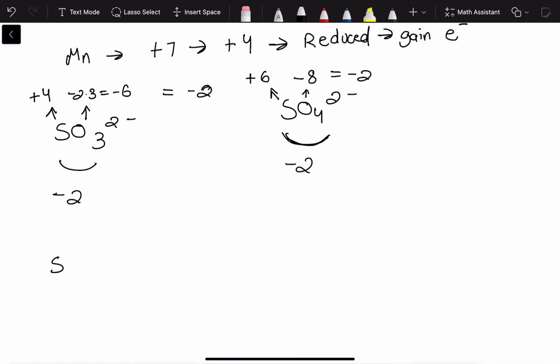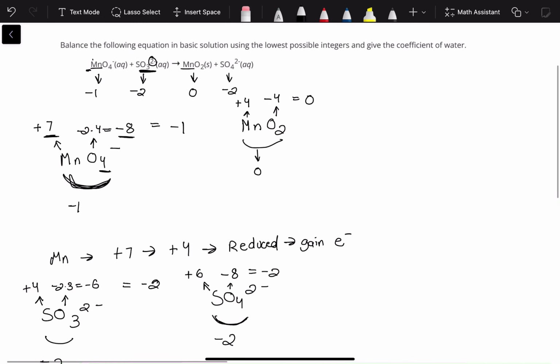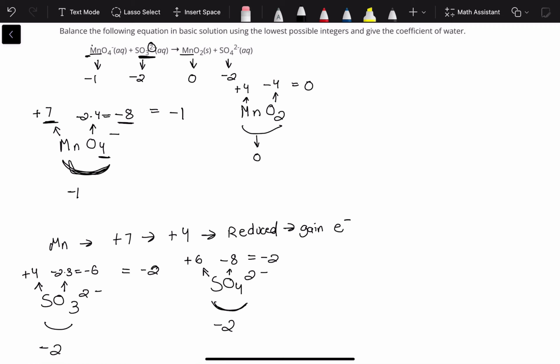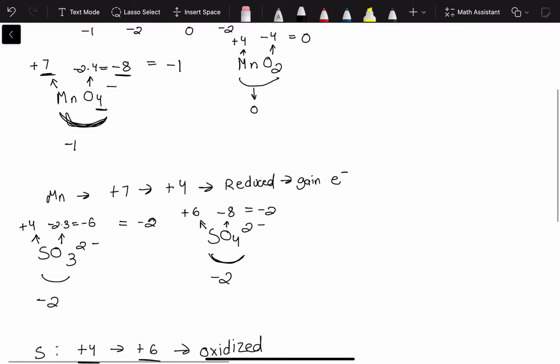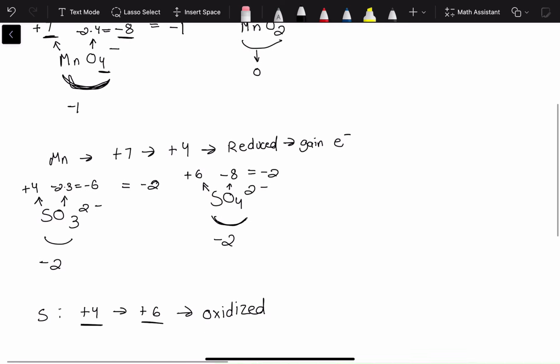Now we can take a step back and see that S is going from +4 to +6. So +4 is on the reactants and +6 is on the product side. What this tells us is that going from +4 to +6, it's losing electrons, or becoming more positive. So if it's losing electrons, it is being oxidized. Okay, so the first step we have now completed. We have identified what parts of this redox reaction are being reduced and what's being oxidized. So now we can write our half equations and balance them accordingly.